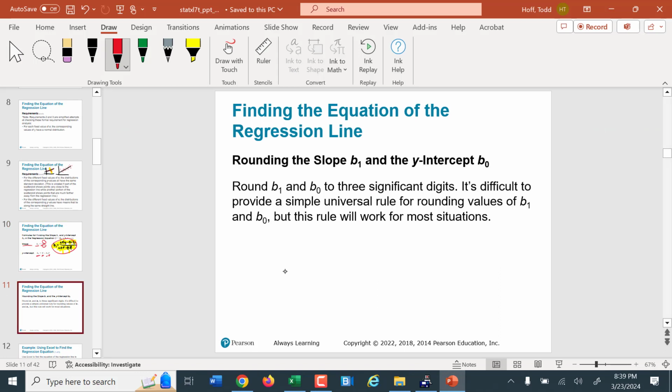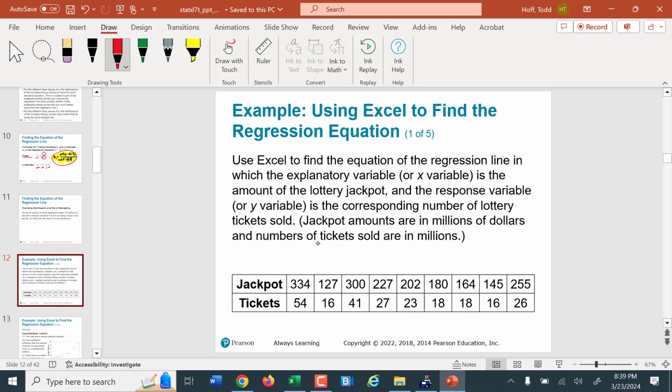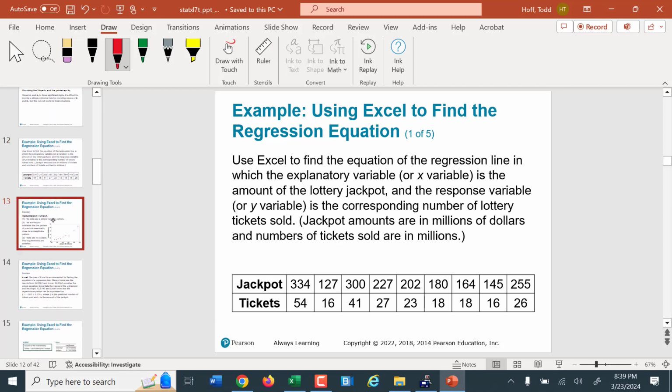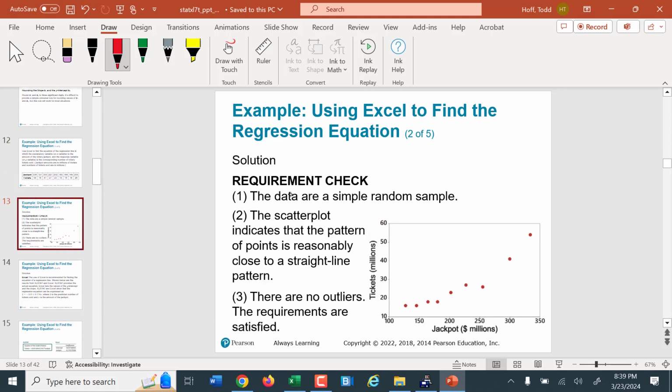So we're going to go through an example here of finding those values of B1 and B0. This is the data set we had before. Let's go through checking our requirements. First of all, it is a simple random sample, so we're good with that one. We look at our graph, and yeah, these look to be approximately linear.